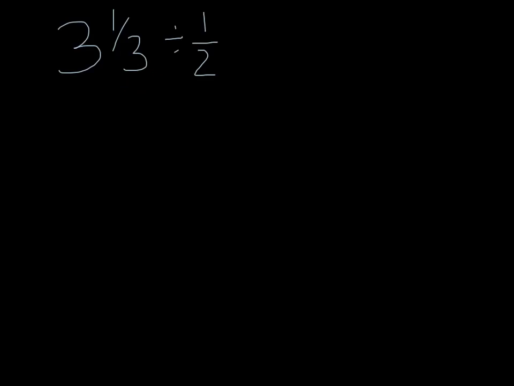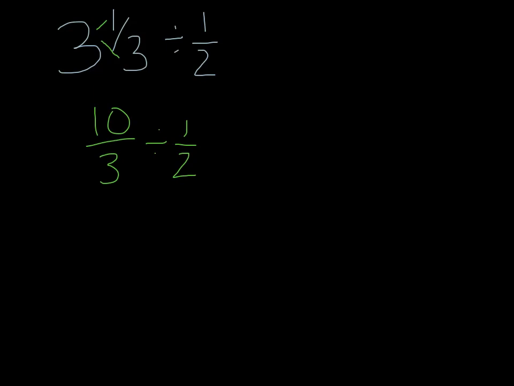So this problem is a little bit more difficult. Now we have a mixed number in our division problem. We cannot divide with the mixed numbers. We always have to convert it into an improper fraction first. So to do this, what we are going to do is we are going to take 3 times 3, so our denominator times our whole number, and we will get 9. Then we add in our numerator, which is 10. So we're going to have 10/3 divided by 1/2.